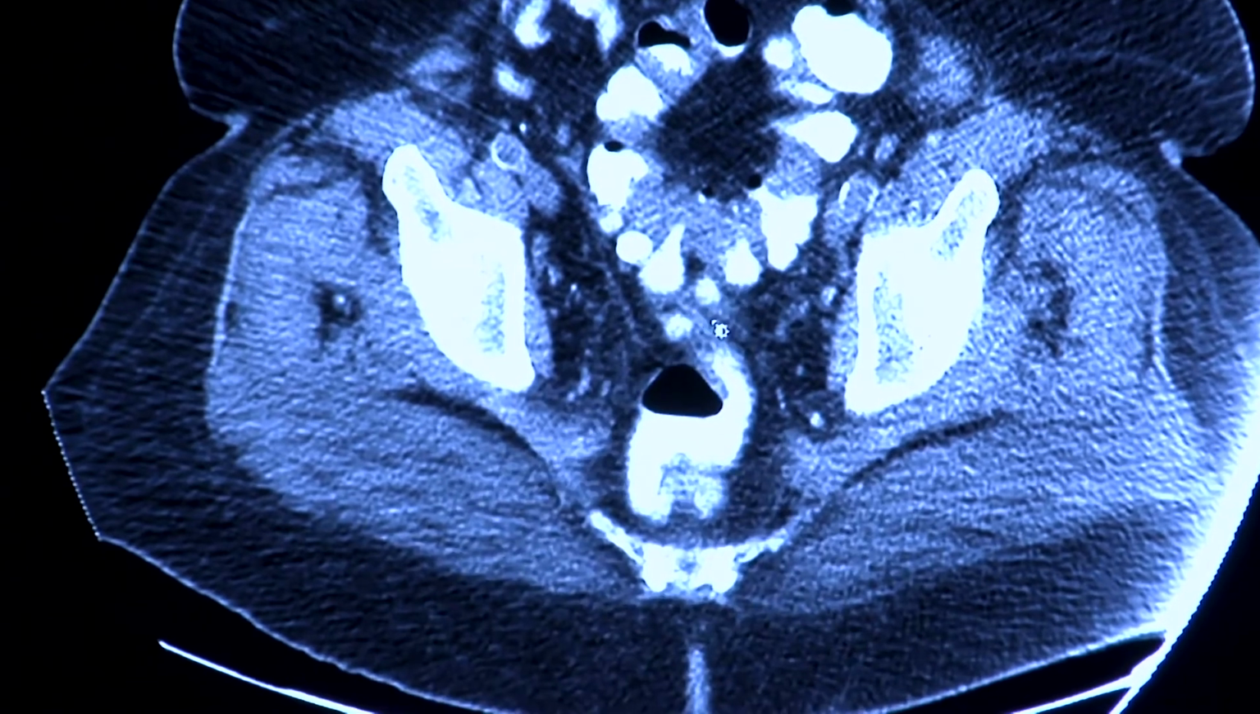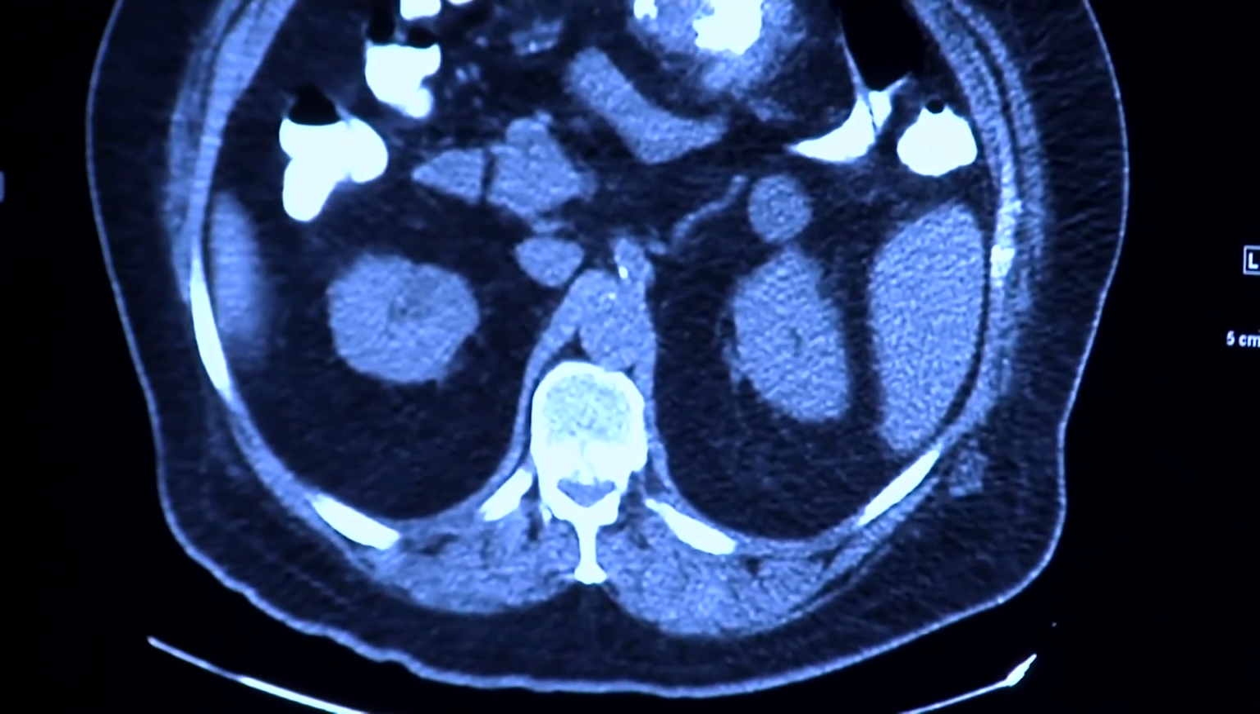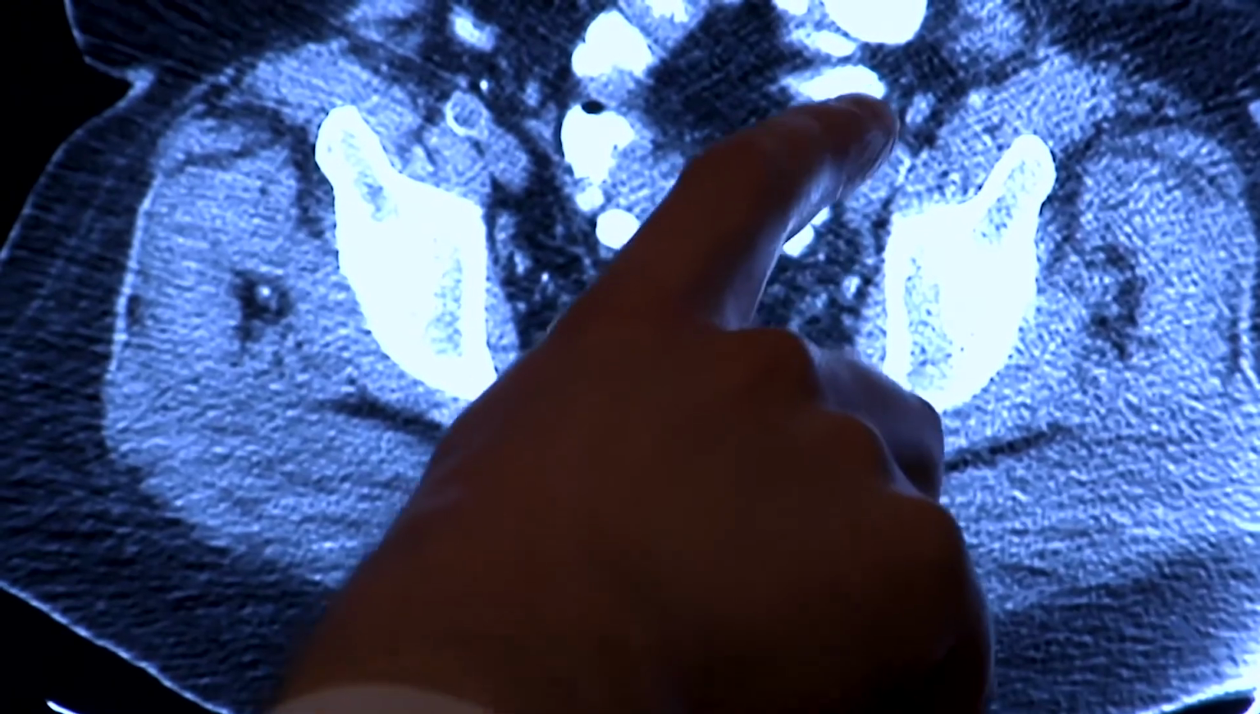The diagnosis of diverticulitis can be a clinical one. If there's concern or question, a CT scan provides cross-sectional imaging of that area, and you can see thickening, perhaps the development of a microabscess or even a microperforation.